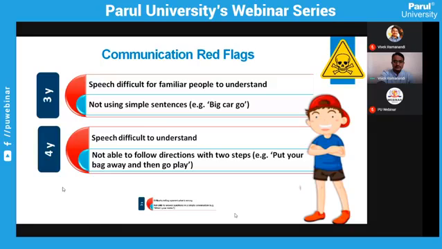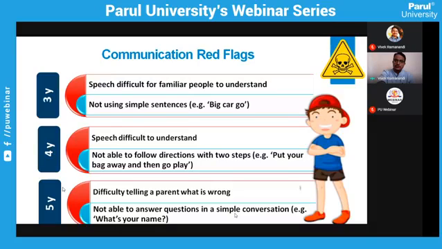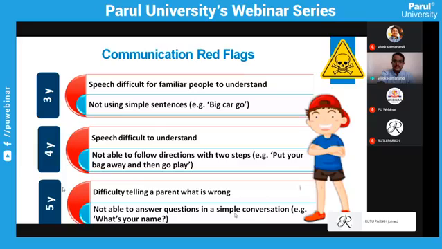At 5 years, the child is having difficulty in explaining to the parents what is wrong or is not able to answer questions while we are having a simple conversation. What is your name? Where do you live? In which standard do you study? Like these are the simple questions. If he or she is not able to answer such simple conversational questions, then it is considered as a red flag.